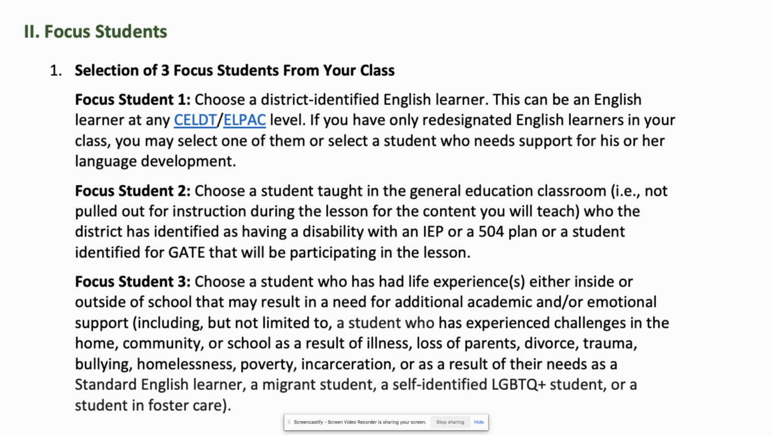And again, you're going to write a narrative. You're going to tell us about this particular student that you selected, how they're performing both academically and their social emotional learning and growth goals, what support you've already provided, and how you're going to support them in both teaching and learning.